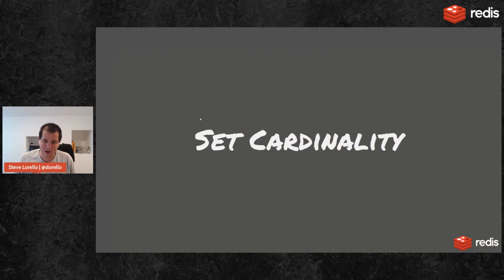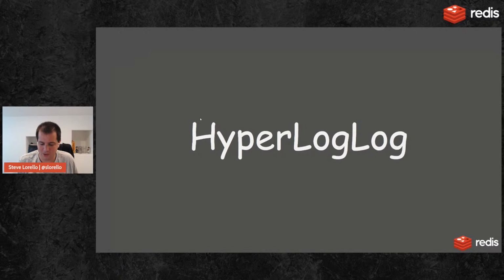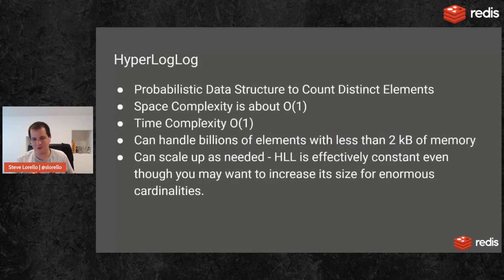And that brings us to the last problem that we're going to be looking at, which is set cardinality. Set cardinality is counting all of the distinct elements that have been inserted into a set. It's easier on smaller data sets. And for exact counts, you must preserve all of the unique elements. And this also scales really poorly when you're working with very large data sets. And so this is going to bring us right into the HyperLogLog, which is the last of the data structures we're going to be looking at.